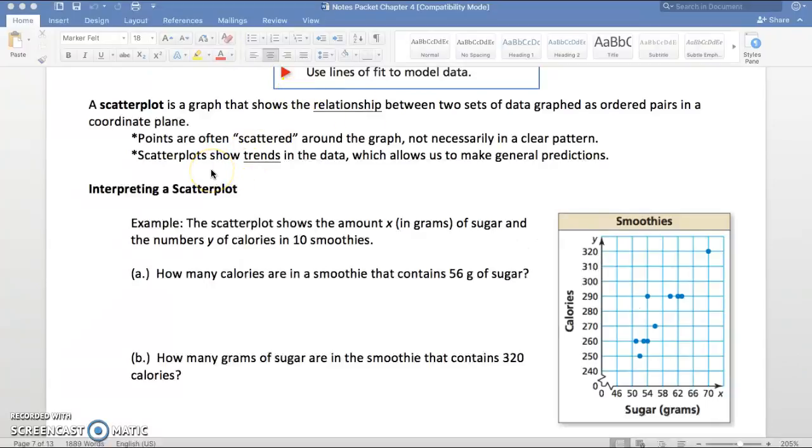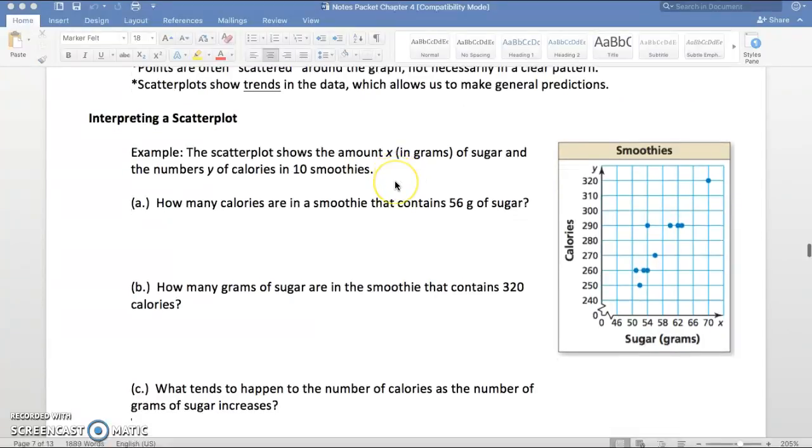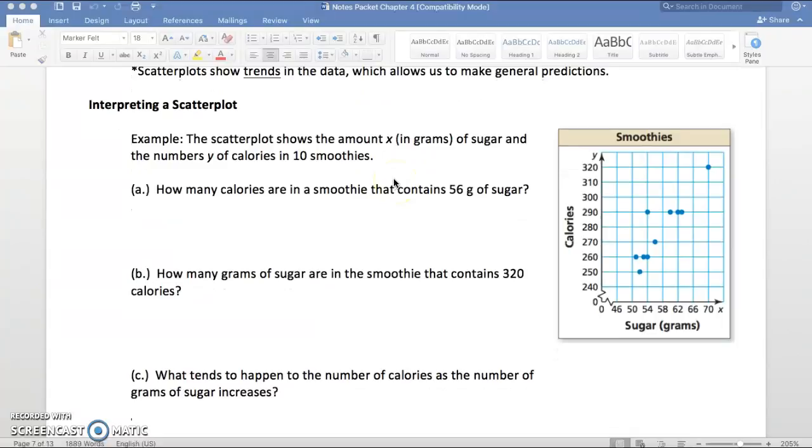Oftentimes, our scatter plots will show trends in the data. A trend means either the data is going up or it's going down, okay, and it allows us to make a general prediction. So let's look at an example of a scatter plot and learn how do we interpret a scatter plot. So in this example, the scatter plot shows the amount of sugar in grams on the x-axis, and the y-axis shows the number of calories in 10 smoothies.